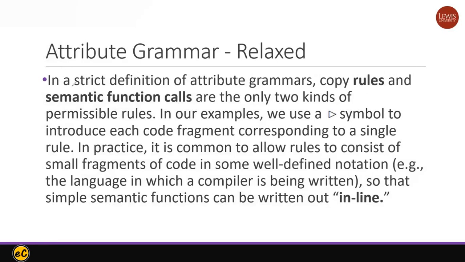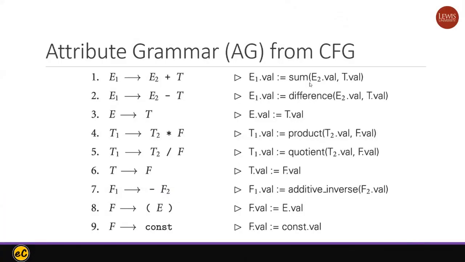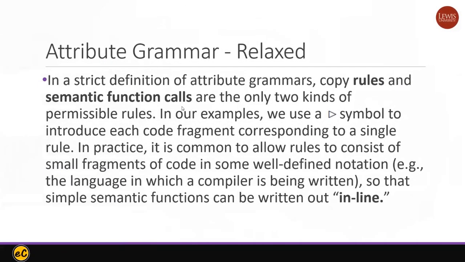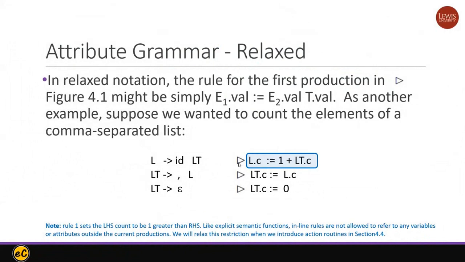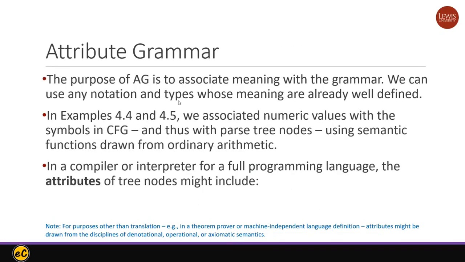So in the strict definition of attribute grammar, there are copy rules and the semantic function call. So basically, what is a semantic function call? This sum is a semantic function. So this one is a function, a semantic function. So there are two kinds of function call possible. Basically, this one talks about the rule.